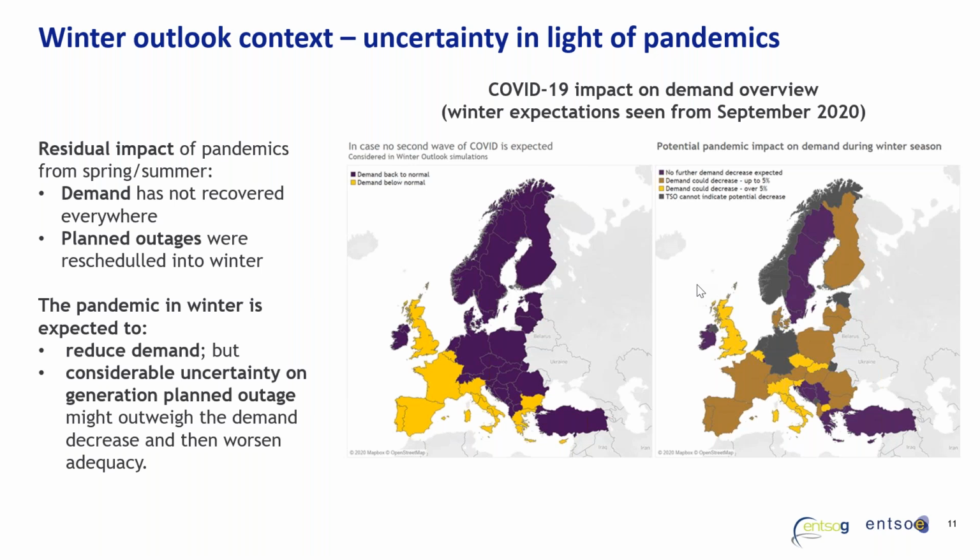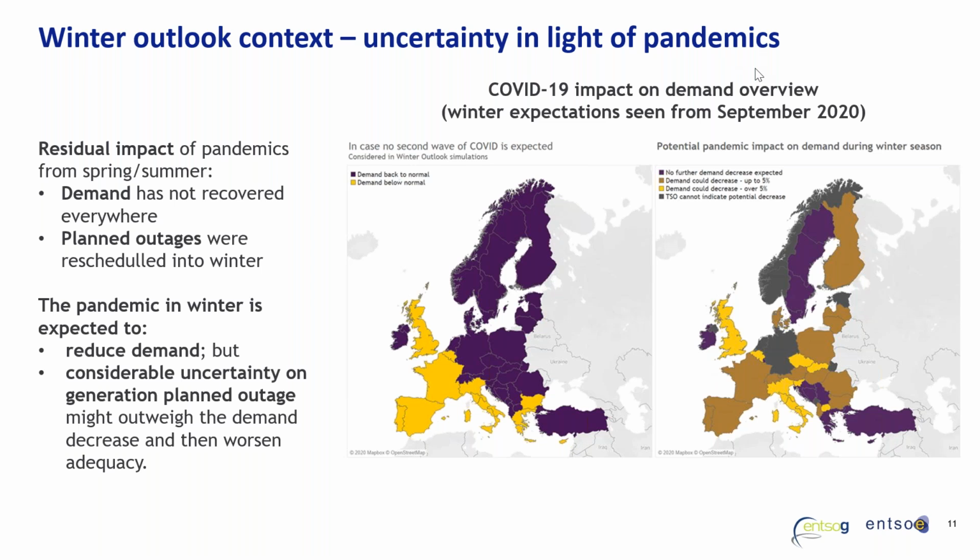Now, moving to the map on the right, we sought additional insight, and we asked the TSOs: could the demand decrease further if the pandemic would return? And here, of course, there is huge uncertainty. However, these metrics of how much it could reduce, like in France, what does it mean when it shows that demand could decrease up to 5%? It means that from the current levels, it could decrease further by up to 5%.